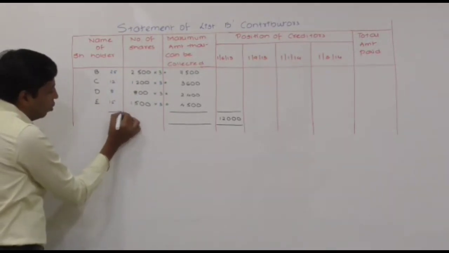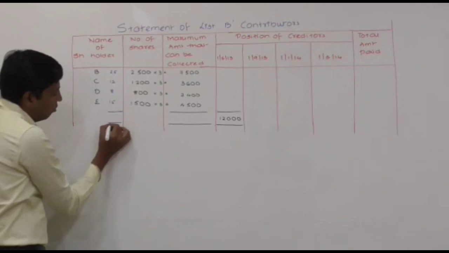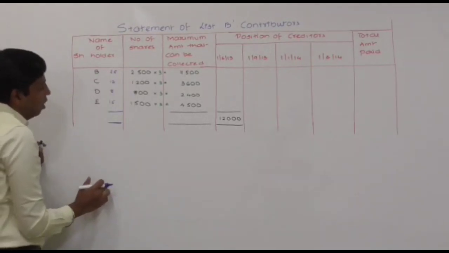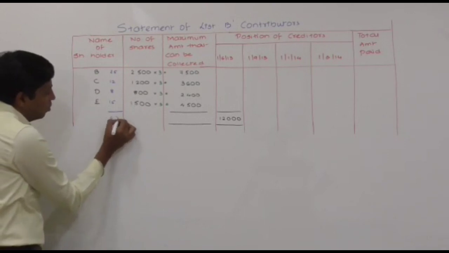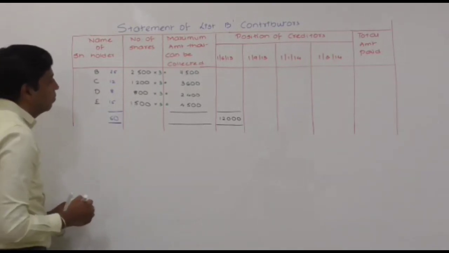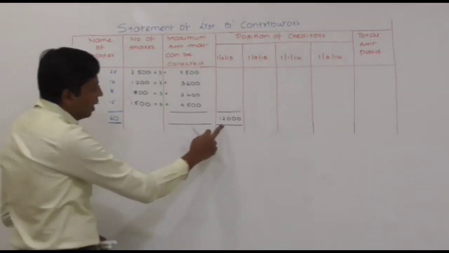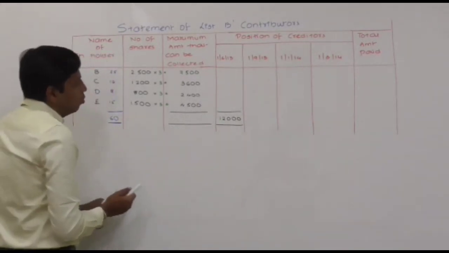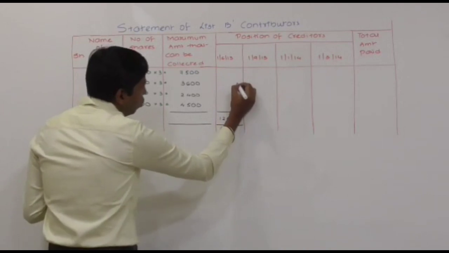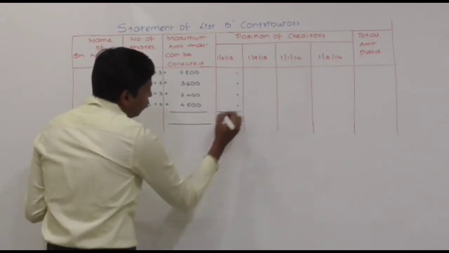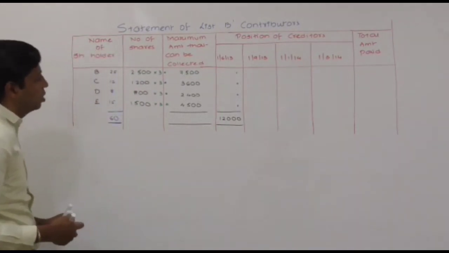So let's take a quick call on this. What is the total that we are getting here? So 25, 12, 8 and 15. That gives me a total of 60. So how do we divide? So how do we get this amount? 12,000. We have to put the amounts here. 1, 2, 3 and 4. We need to put 4 amounts here. So how do we put the amount here, sir?